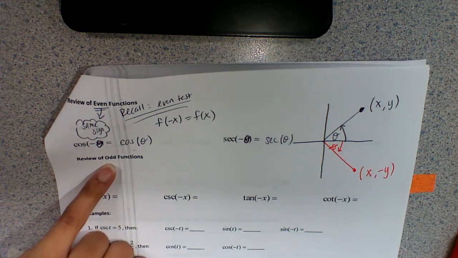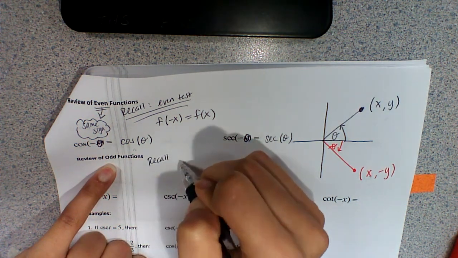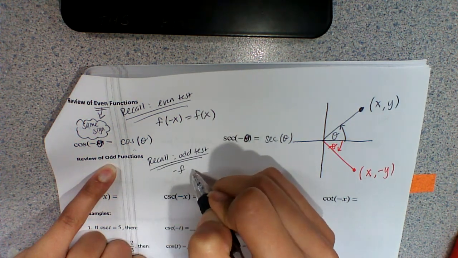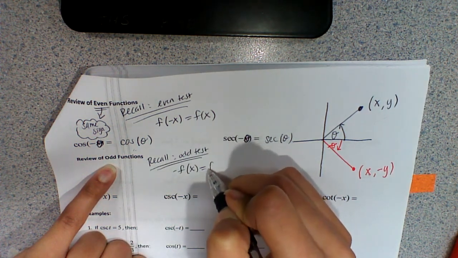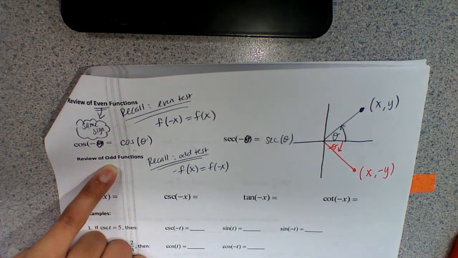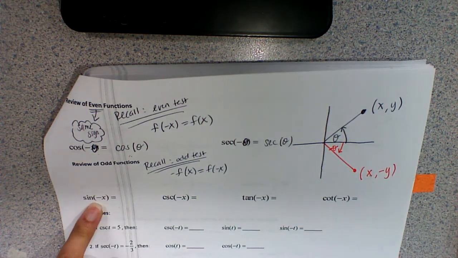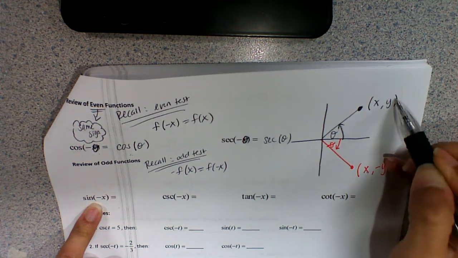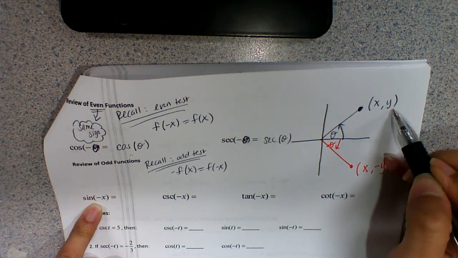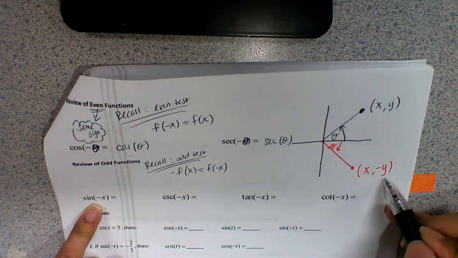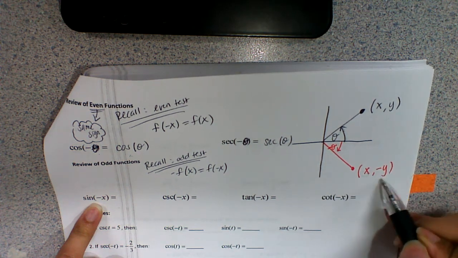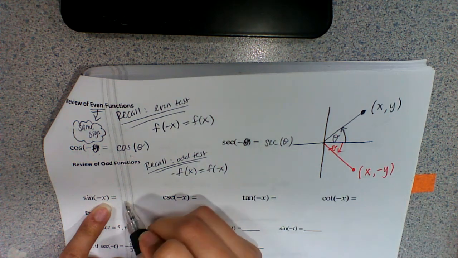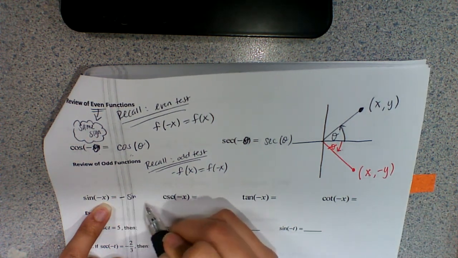Now for odd functions, recall that the test was negative f of x equal to f of negative x. If I focus here on the first example for sine, going from a positive angle, which had a positive y value, a positive sign, into a negative angle, where y becomes negative, what ends up happening is that as soon as you go into the negative direction, your sign ends up being a negative value.